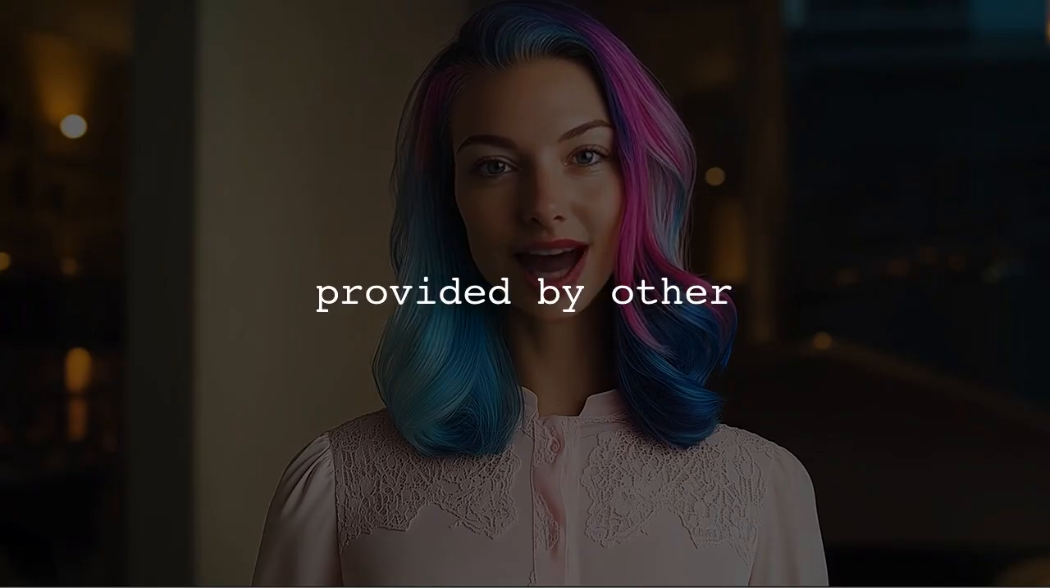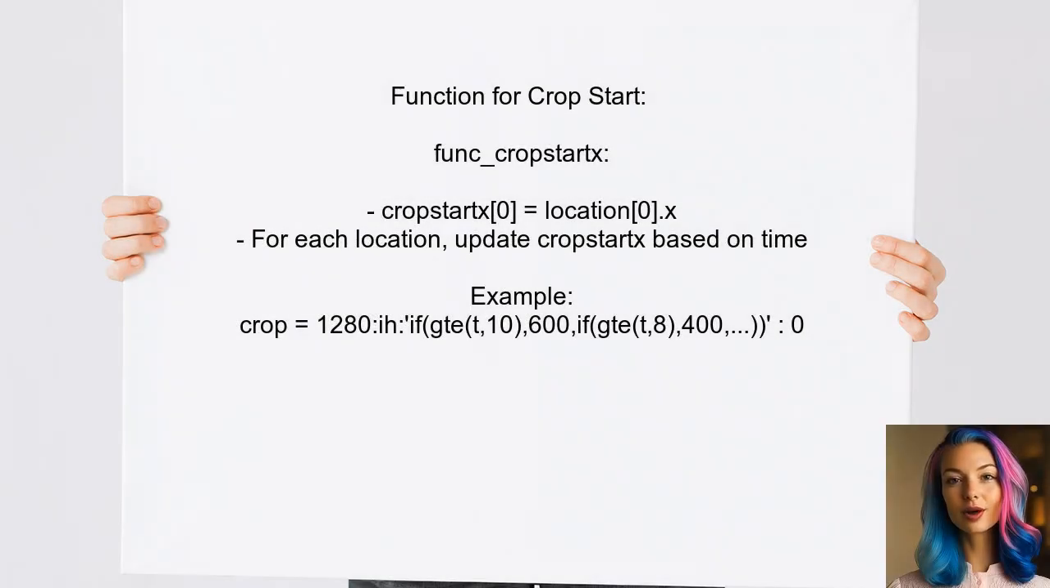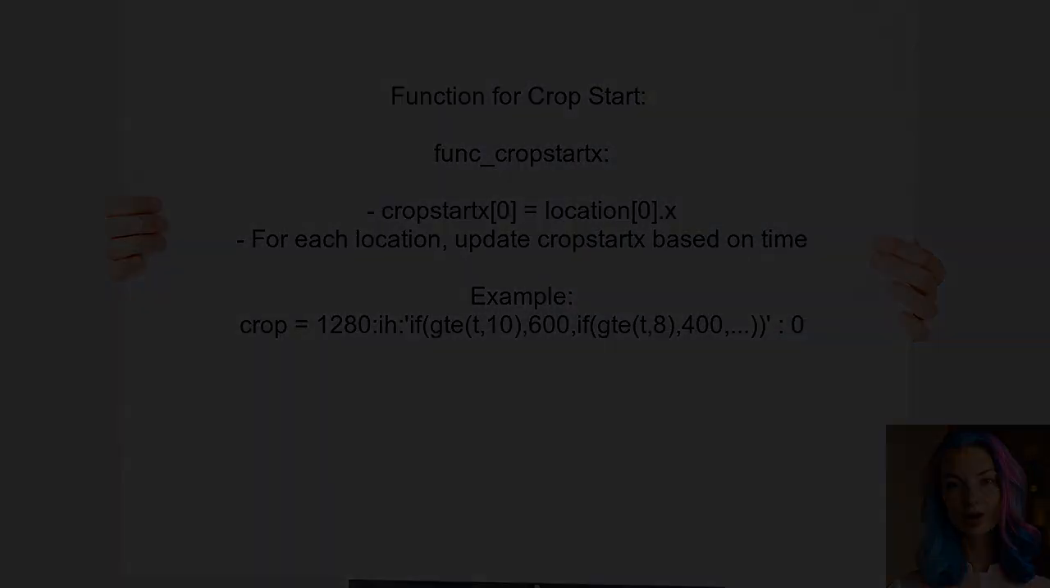Now, let's look at the answers provided by other users. An alternative approach suggested by another user involves dynamically cropping a panoramic video to a resolution of 1280 by 720 pixels. This method utilizes a script with timestamp settings to determine the cropping position based on specific locations. The user provides a function to calculate the starting X position for cropping, iterating through a list of locations. This allows for smooth panning across the panoramic image.